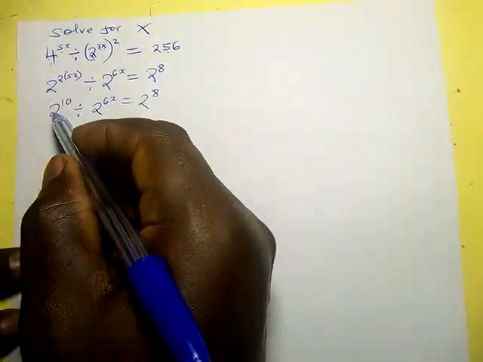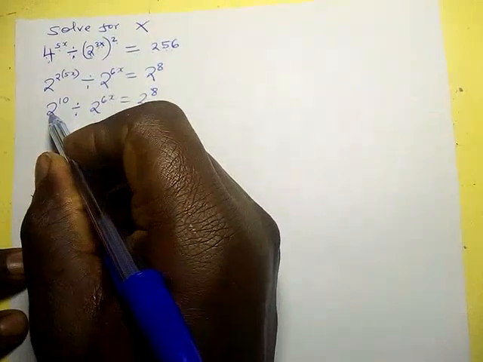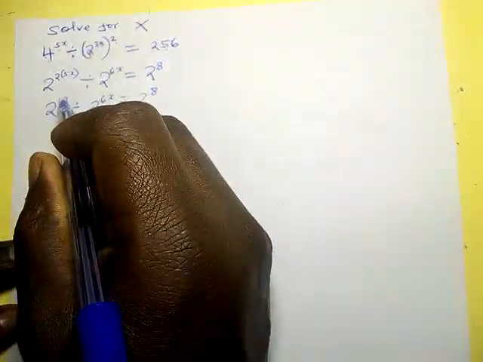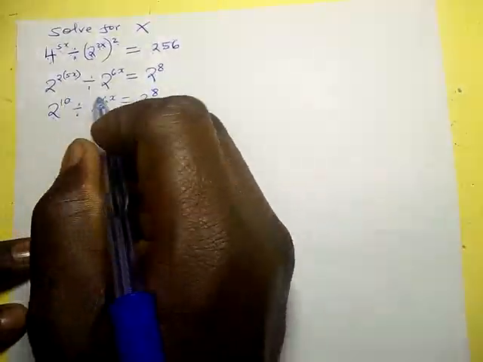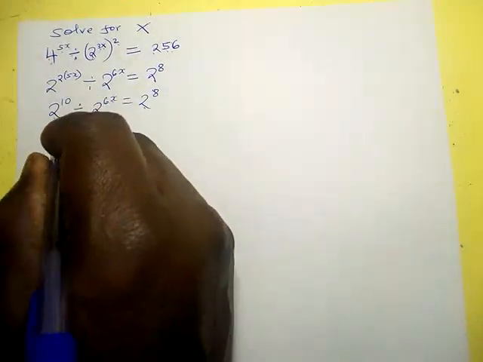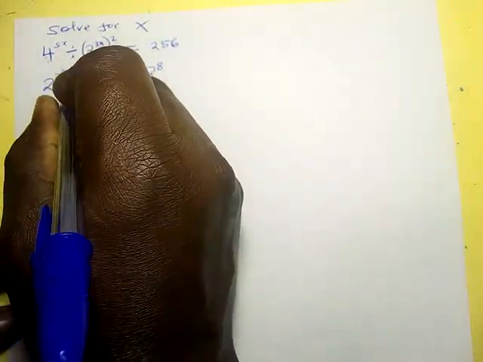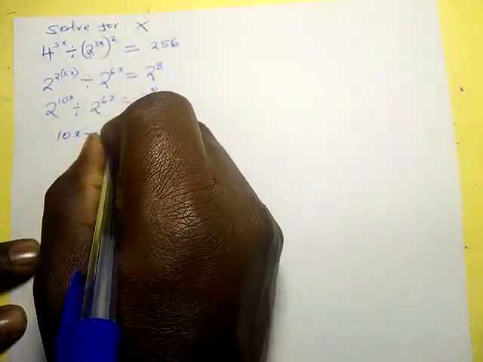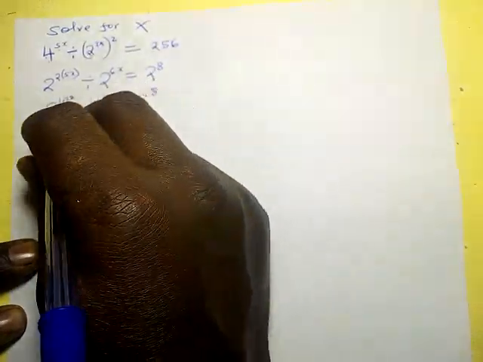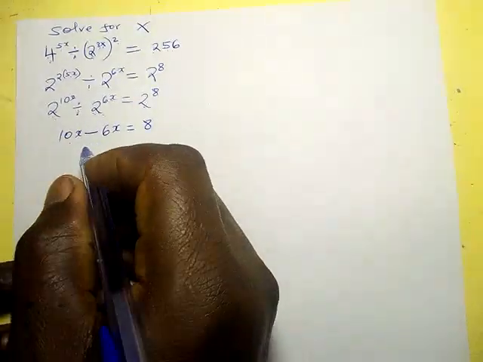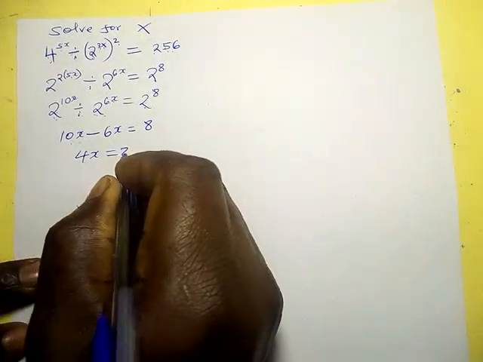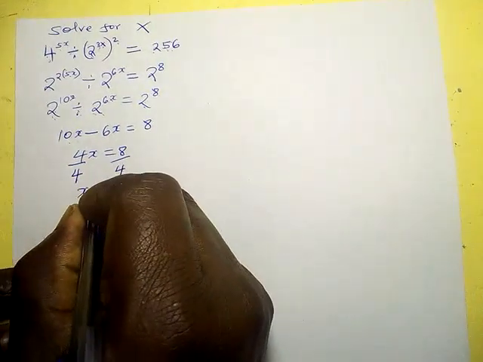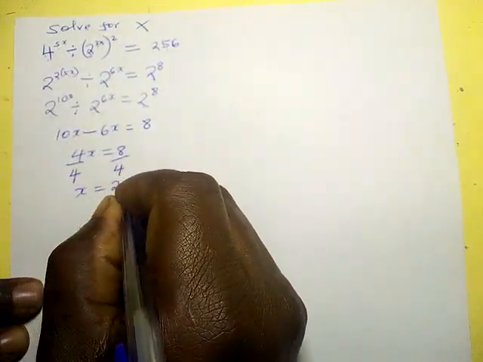Now you can see all of our bases are the same. This is a division. What do we say? If it is a division, we ignore the bases. And what do we do with the powers, the indices? We subtract. So 10x minus 6x equal to 8. Now 10x minus 6x, the answer is 4x equal to 8. So divide both sides by 4. Therefore x equal to 2. That is it.